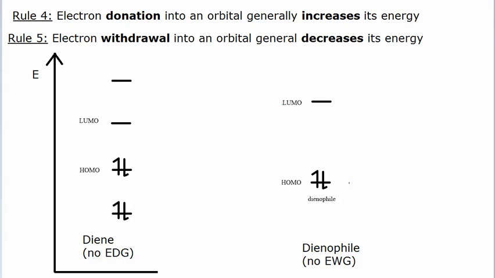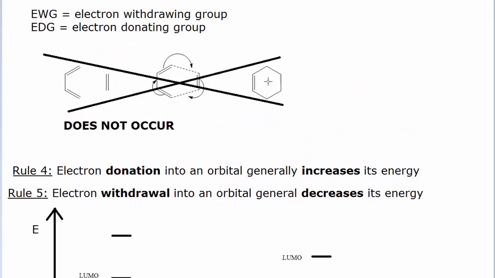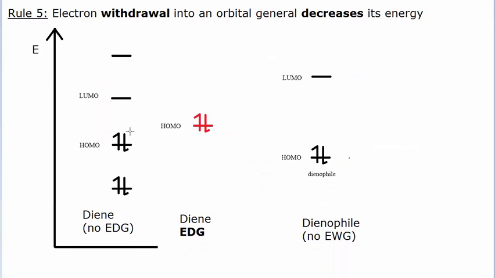But if we have an electron donating group on the diene, what that means is that you have electron density being donated into this HOMO. So you have some sort of group on this molecule. It's a substituent, say an oxygen over here, that is donating into this system. With the increased electron density, the energy of this orbital will increase.